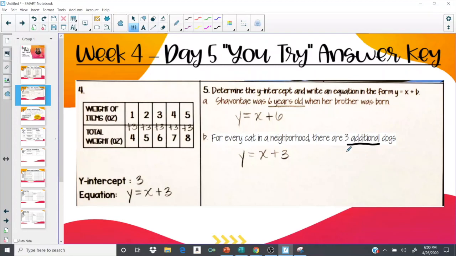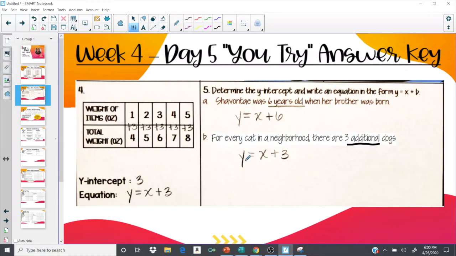Okay, that is the additive relationship between the number of cats and the number of dogs in the neighborhood. So if there were 3 cats, you add 3 to the number of cats and you will get 6 dogs. So x is the number of cats, y is the number of dogs. And you will add 3 to the number of cats to get the number of dogs in any situation.